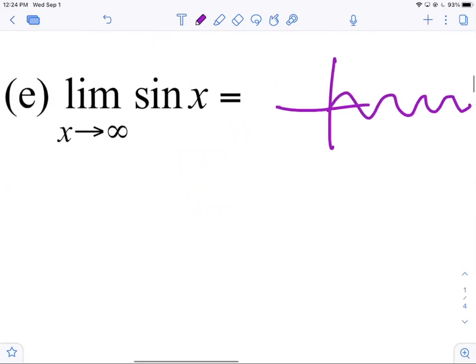Now, if you use the word limit outside of math class, someone might argue, well, there's a limited number of y values it takes on. And you're like, no, there's not. There's infinitely many, right? But it is bounded.